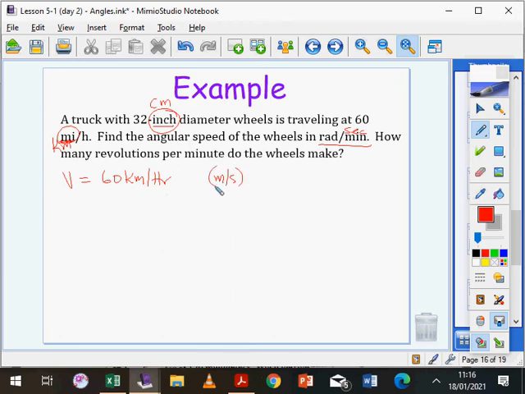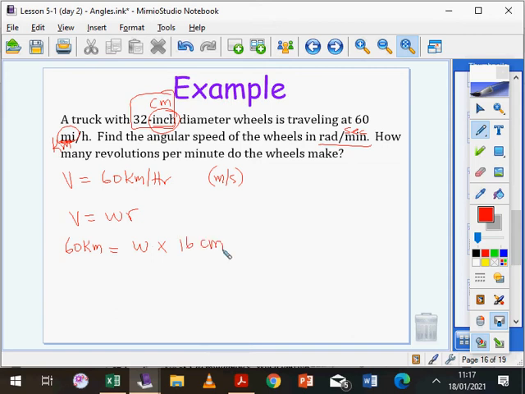They want me to find the angular speed of the wheel in radians per minute. How many revolutions per minute do the wheels make? We know that v is equal to omega times r. I already have the v, it's 60 kilometers per hour, right? I want the omega in radians per minute, and I'm going to multiply that by the radius, which is half of the diameter. And remember, diameter is 32 centimeters, so the radius will be 16 centimeters.